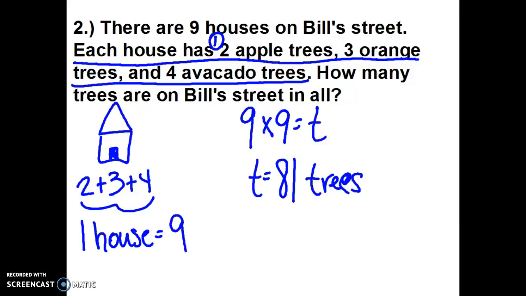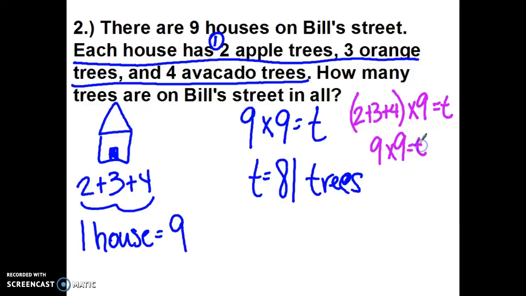And I want to put this in one equation. So the first part I do is 2 plus 3 plus 4. So whatever I do first, I'm putting in parentheses. Then after that, it's going on the outside of the parentheses. And then that's how I write it in one equation. So then I can go 9 times 9 equals T. T equals 81 trees. And you would write your label right there.